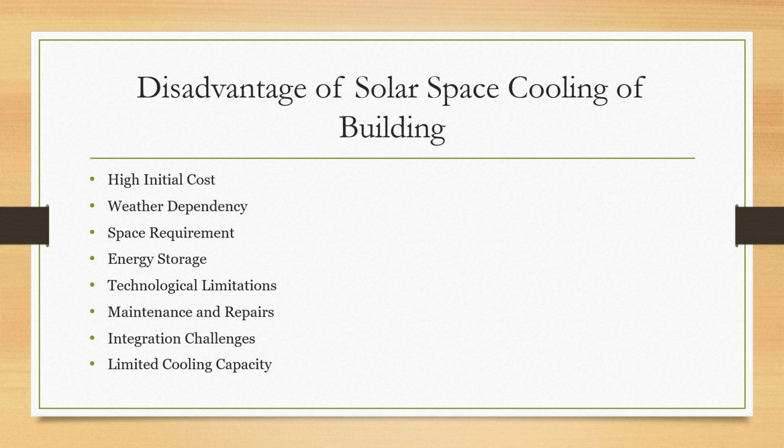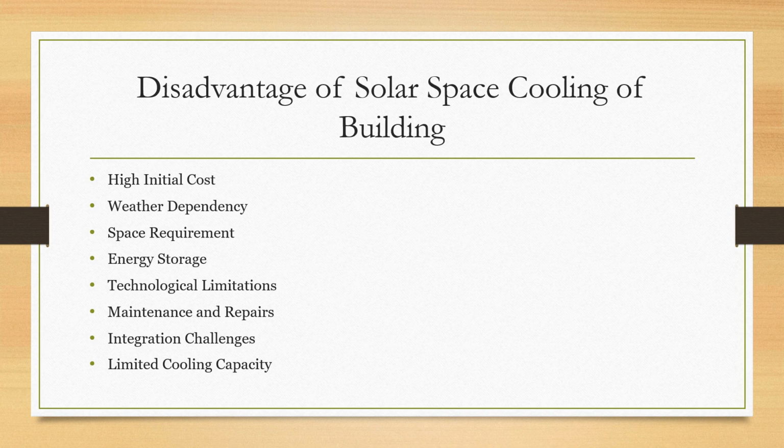Technological limitations. While solar space cooling technologies have advanced significantly, they may not be suitable for all building types and climates. Factors such as building design, orientation, and cooling load should be carefully considered. Maintenance and repairs. Like any complex system, solar cooling systems require periodic maintenance to ensure optimal performance. Components such as solar panels, inverters, and cooling equipment may require cleaning, inspection, and potential repairs.